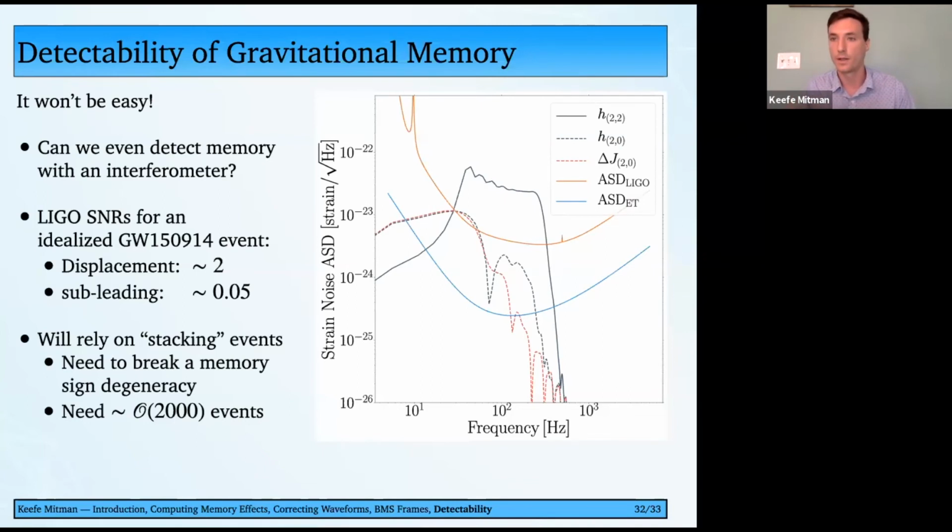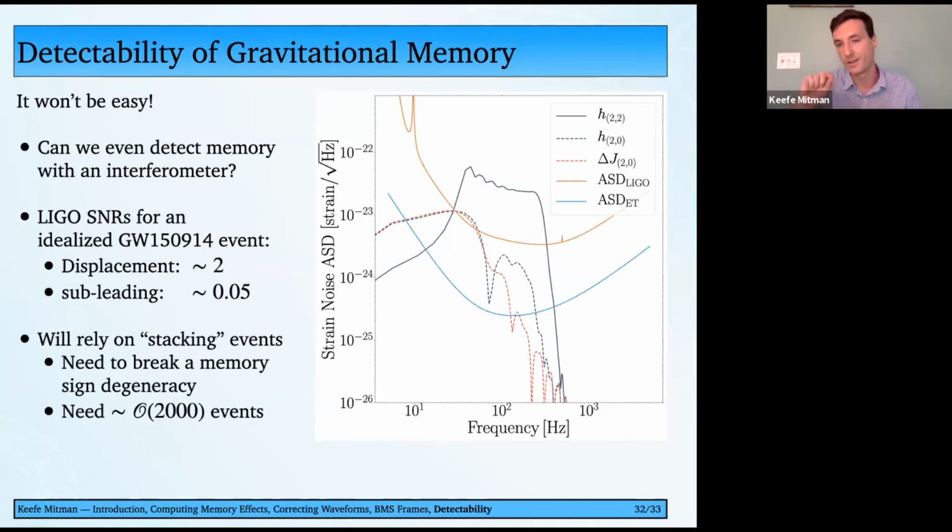The black dashed line is the full 2-0 mode. And as you can see, it has a larger contribution at higher frequencies, which comes from the quasi-normal modes. Whereas the red curve is pretty much just the energy flux contribution. So if we're to detect gravitational memory, we really just have to detect that red curve.